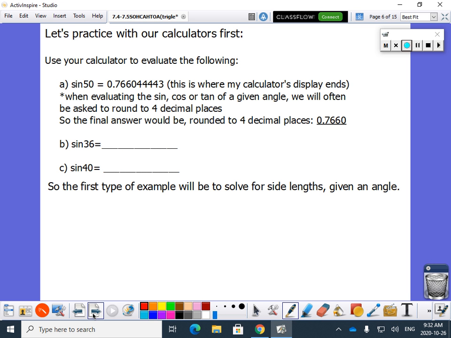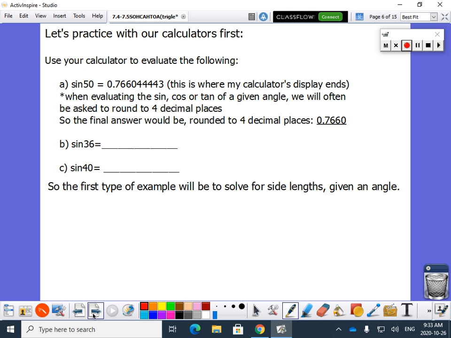Okay, so sine 50, you should have gotten that number, 0.766044443. When evaluating the sine, cos, or tan of a given angle, we will often round to 4 decimal places. So this is when your rounding skills of elementary school need to come into play. In this case, 4 decimal places: 1, 2, 3, 4. Well, this is a 4 here. Remind me of the rounding rules: 5 and higher, we round up. Lower than 5, we keep the same. So because this number to the right of the 4th decimal place is lower than 5, it's just going to keep the 0 the same.